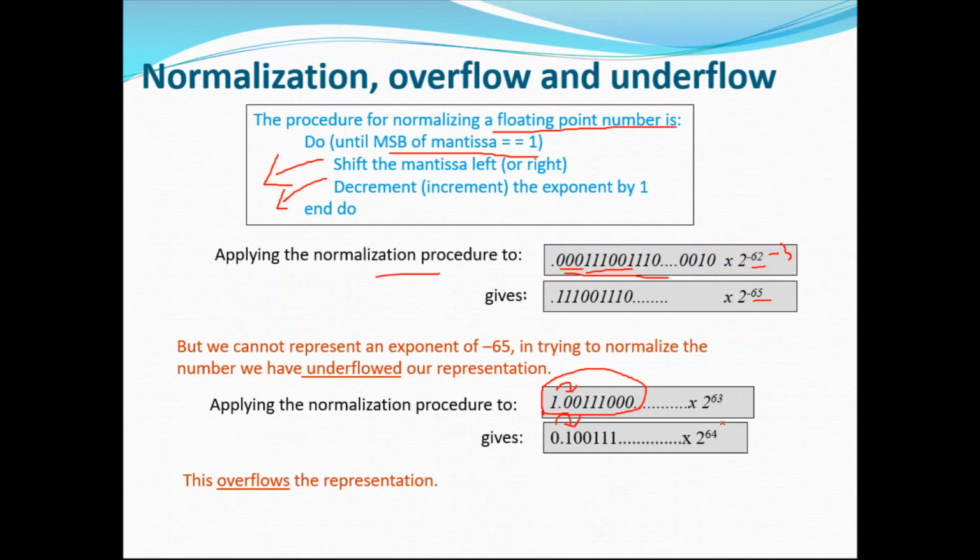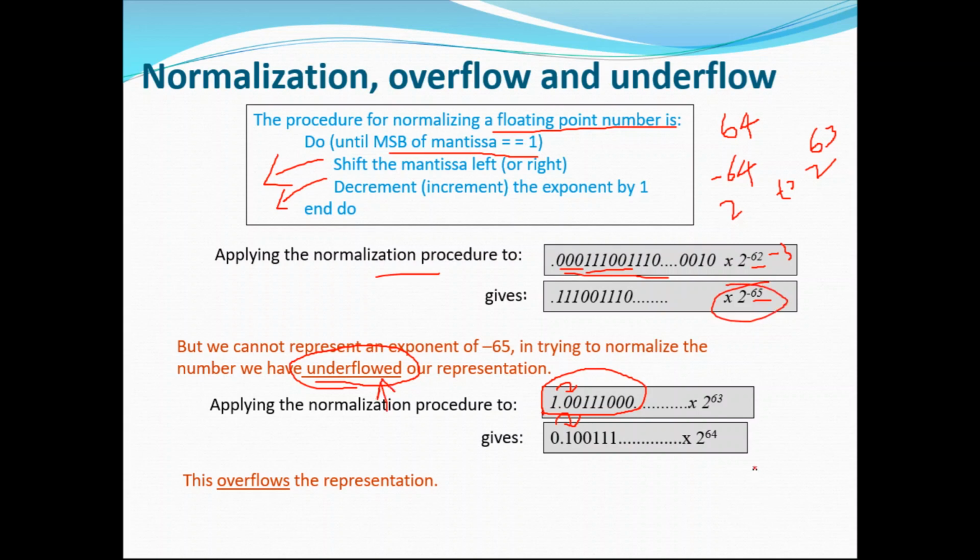Right, but actually these two cases will create overflow. I mean, this will create underflow. The first one will create underflow because it is going up to minus 65. Even if it is a 64-bit number, you can have maximum from 2 to the power minus 64 to 2 to the power plus 63, not beyond that. So it is going to minus 65, so that condition is called underflow.